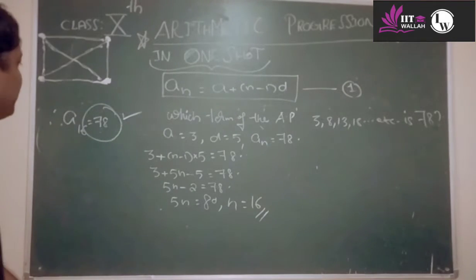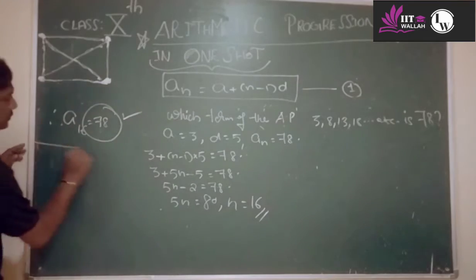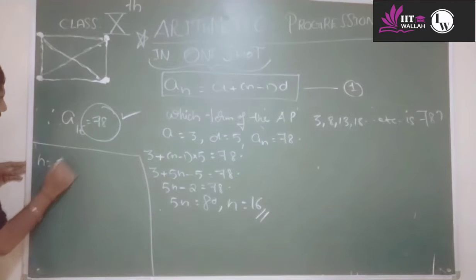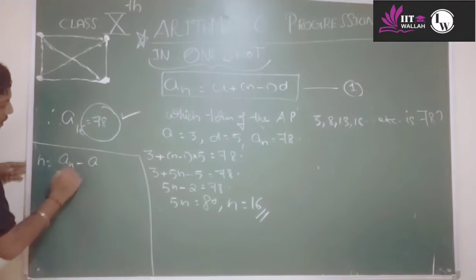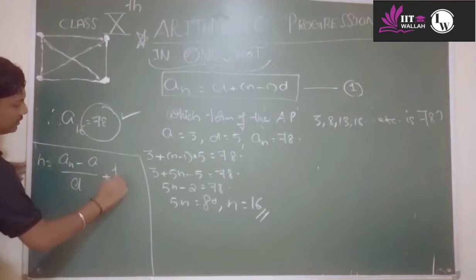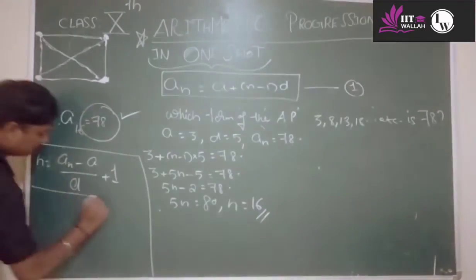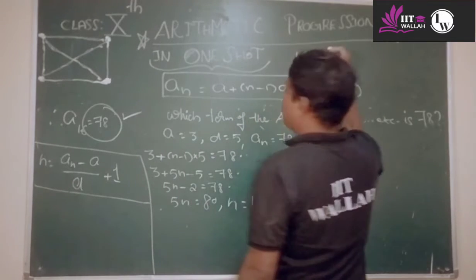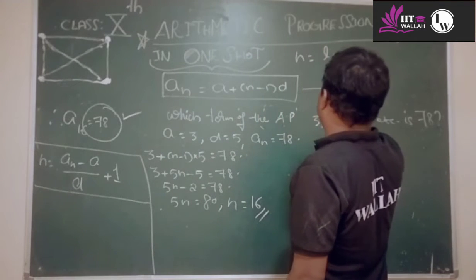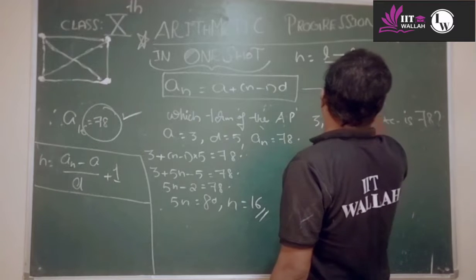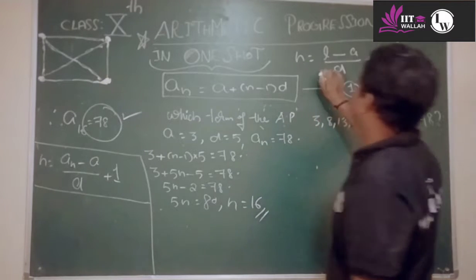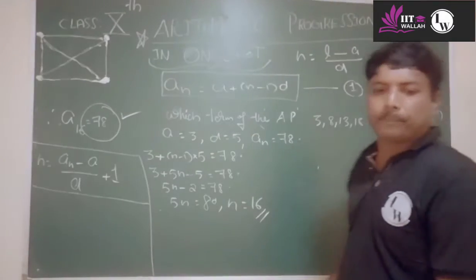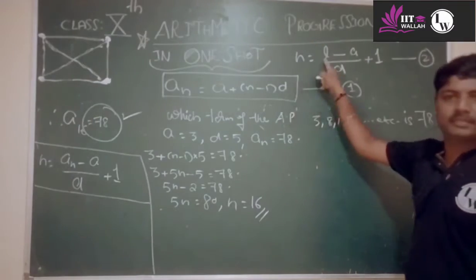And there is a formula to find n. That also you can note. N is equal to, that means an minus a by d plus 1. This is the formula to find n. Okay, what is n? Last term l minus first term by common difference plus 1. This is the formula to find n. Okay, this you note it, both of these, you have to note it.